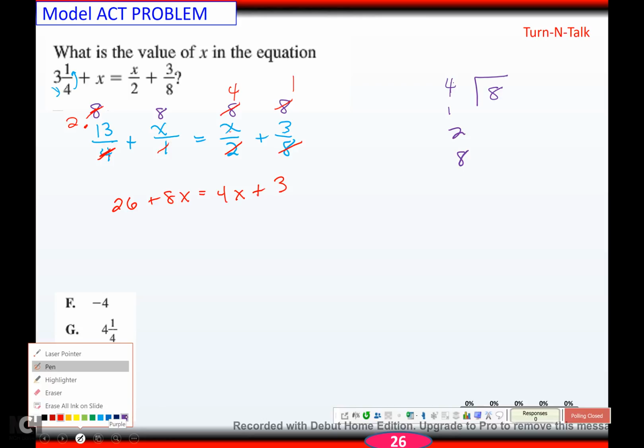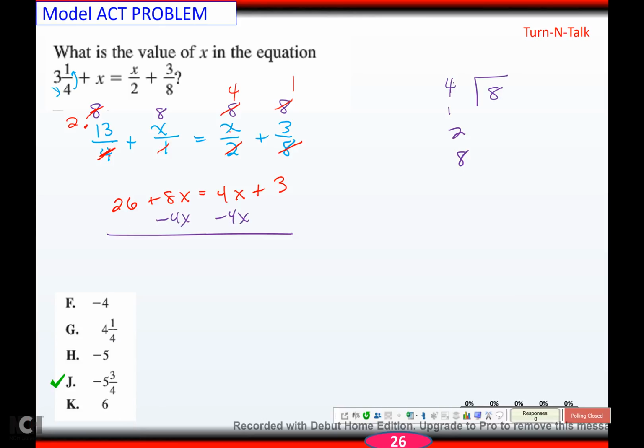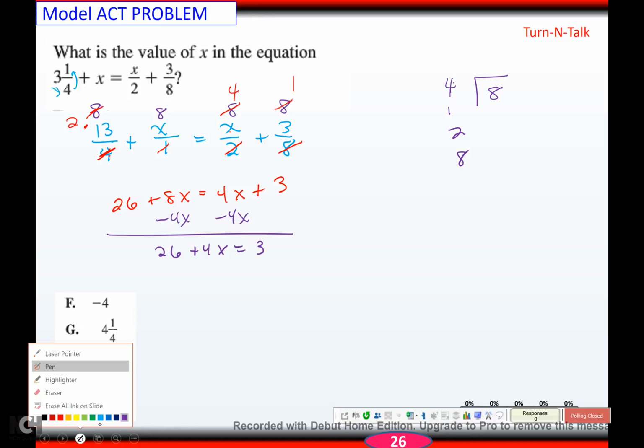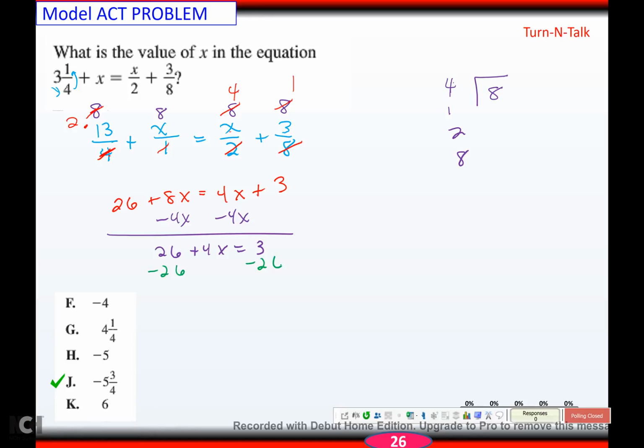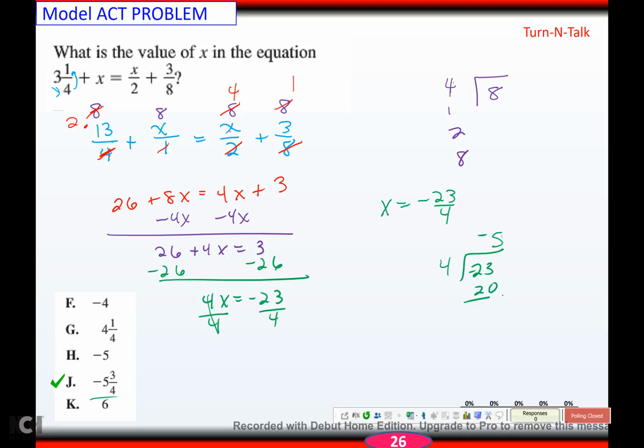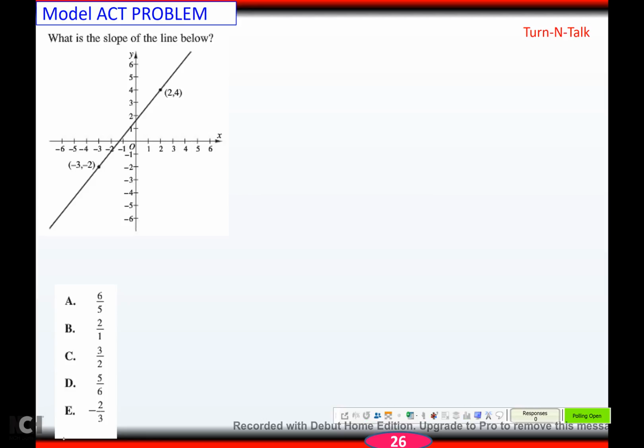Alright, so now I just need to get x alone, so I'm going to minus 4x. That gives me 26 plus 4x equals 3. So now to get x alone, I'm going to subtract 26. I get 4x equals negative 23. Divide by 4. I get x equals negative 23/4, which of course isn't there because my answer is improper. So if I do 4 goes into negative 23, negative 5 times, that's going to be 20, which leaves 3, right? So that's going to be negative 5 and 3/4. Okay? Alright, hit pause, come back when you're ready.